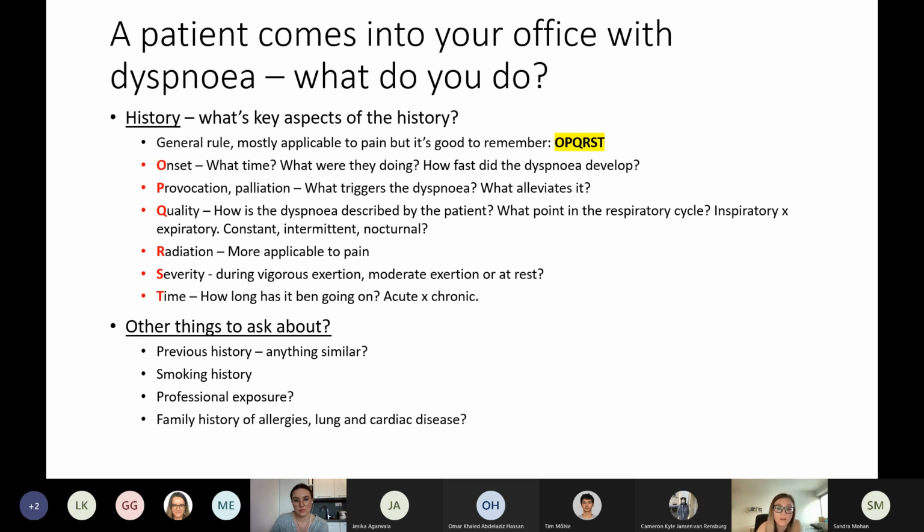Provocation: any triggers, anything that triggered the dyspnea. For example, with asthmatics, is there anything that led to an exacerbation of their asthma? Then we have the quality. How is the dyspnea described by the patient? And at what point in the respiratory cycle? Is it during inspiration or expiration, which will tell you a lot about whether it's obstructive or restrictive.